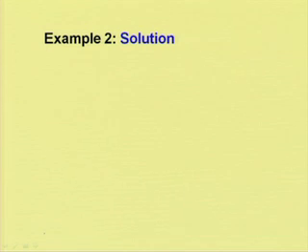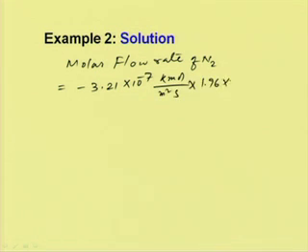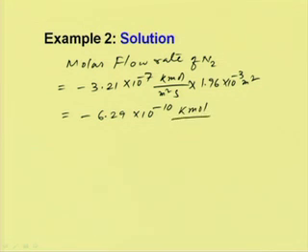Similarly, the molar flow rate of N2 we can calculate as minus 3.21 into 10 to the power minus 7 kmol per meter square second into 1.96 into 10 to the power minus 3 meter square. So, it will be essentially the same value, but with a negative sign, which indicates that the flux is in the opposite direction compared to the carbon dioxide, in kmol per second.